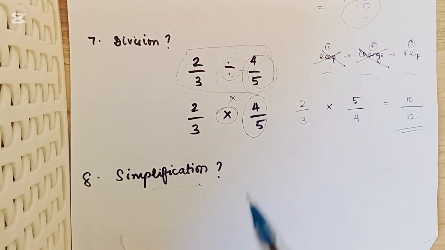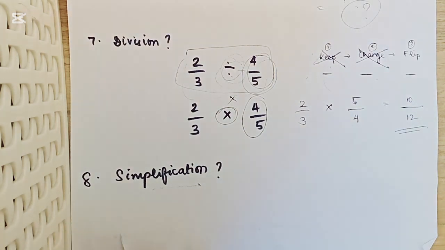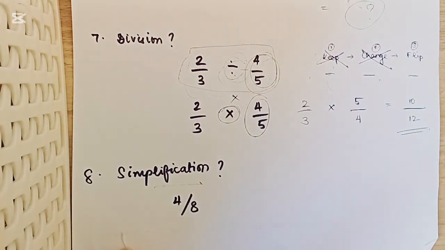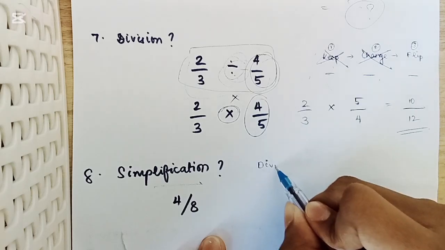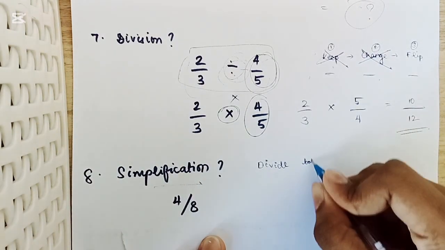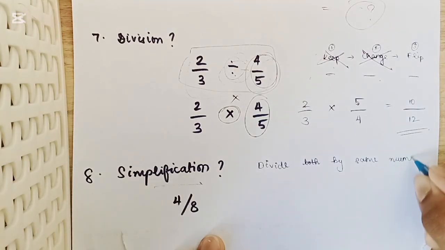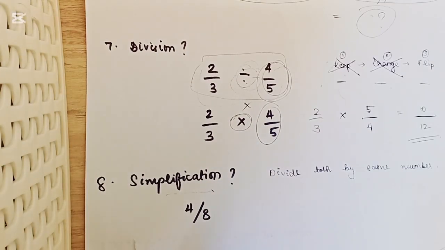And the next and the final topic in this chapter is simplification. So what do you mean by simplification? Simplification means simplify or make things easier. So how do you make a fraction easier or simplified? Let's take an example, 4 by 8. So how do you simplify 4 by 8? For simplification, you need to divide both by the same number.